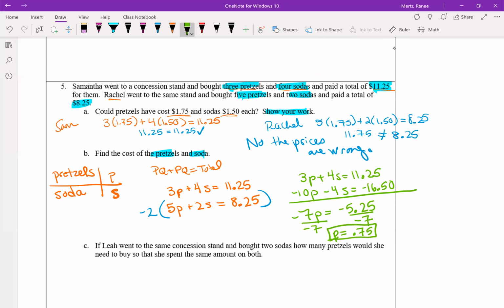Then we'll go back and find S. I can go to an original equation: 3 times 75 cents plus 4S equals 11.25. 3 times 75 cents is 2.25. So I have 4S equals 9. S equals $2.25.